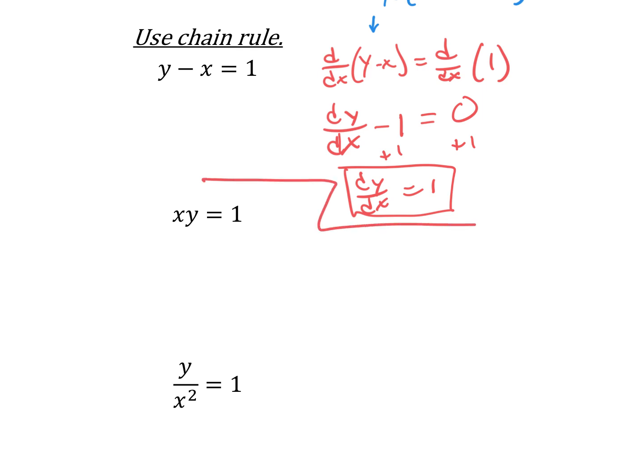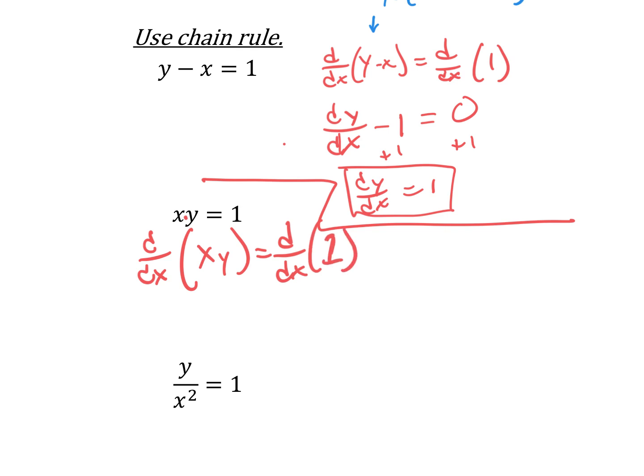Okay? All right. Well, how about this one? So we got a product here. So x times y. So we need to find the derivative of the first times the second. We're going to use the product rule here. Well, first, let's do this. Let's write this out. The derivative of xy equals the derivative of 1.